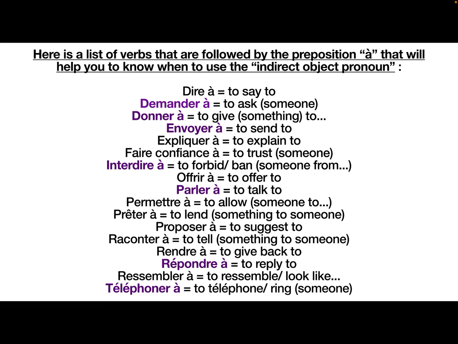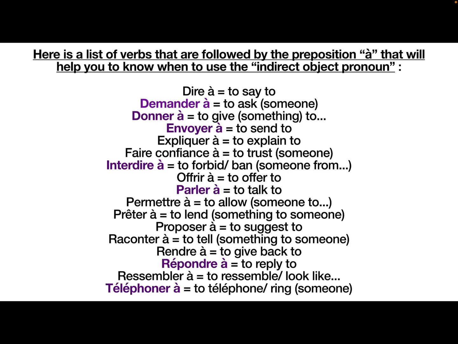Donner à, to give to. Je donne un cadeau à mon père. I give a gift to my dad. Je lui donne un cadeau. Envoyer à, to send to. I send an email to my teacher. J'envoie un email à mon prof. Je lui envoie un email. So you're just replacing the à grave plus the person's name using an indirect object pronoun.